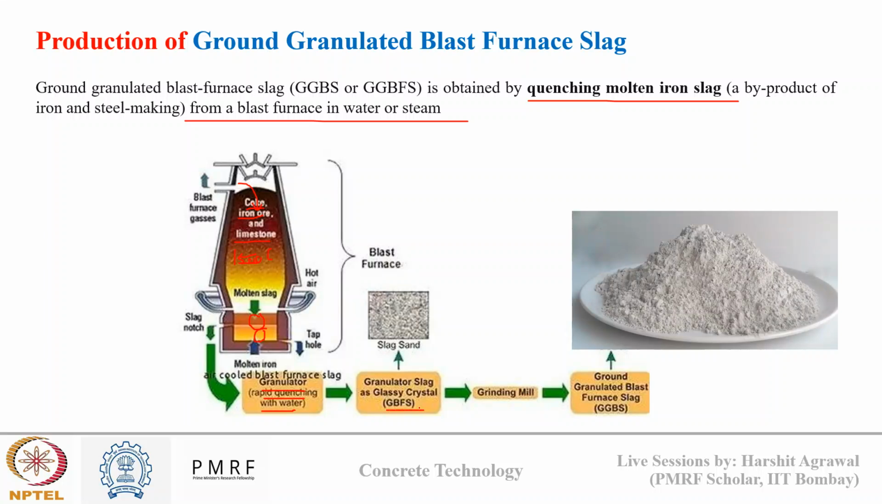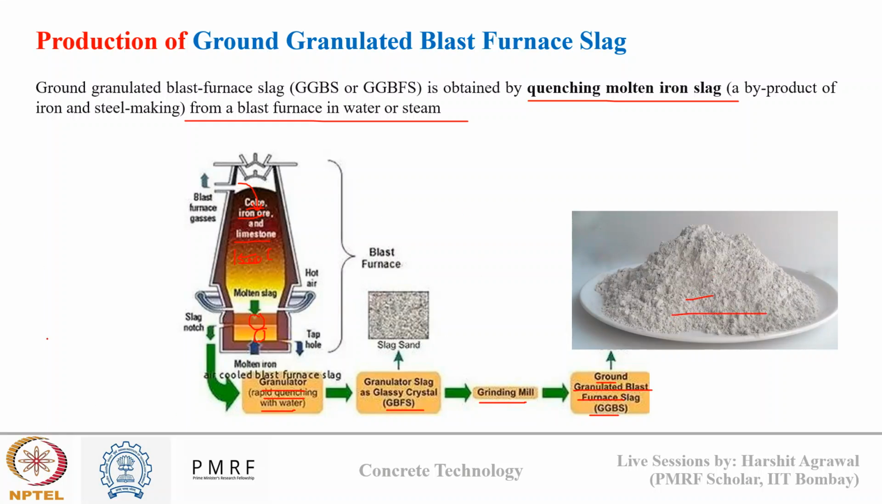Now, once I have obtained this granulated slag, I will dry the slag to remove any kind of moisture. And after drying, this slag is ground in a ball mill to a desired particle size, which results in ground granulated blast furnace slag, which is off white or white in color.